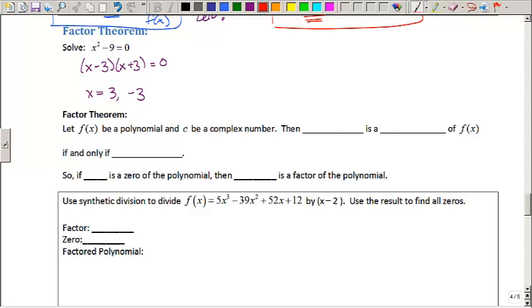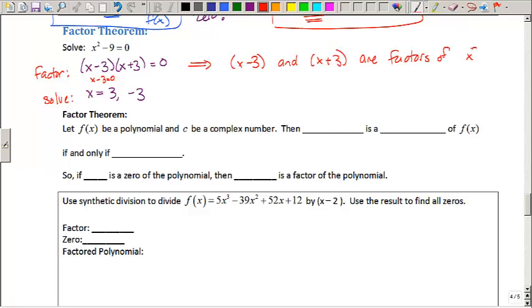Now I've solved this quadratic equation. I know that was a very simple step, but I want you to understand that the first thing we did was we factored. The next thing we did was we set each of the factors equal to 0, and then we solved. So there were two different things here. We factored and then we solved. So if I take this information, I can say that x minus 3 and x plus 3 are both factors of the original x squared minus 9.